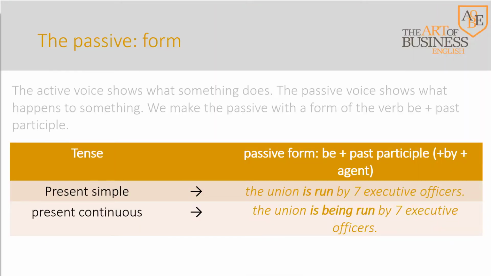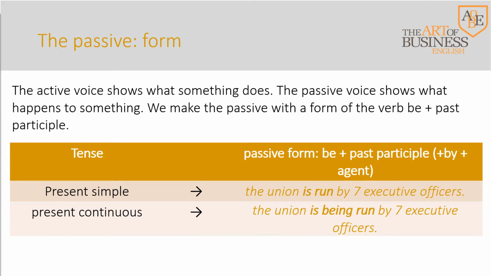So basically the active voice, which is what we commonly use, shows what something does, whereas the passive voice shows what happens to something. So the active voice shows what something does, okay, and the passive voice shows what happens to something. So the focus in the passive voice is more on the object, whereas in the active voice, which is what we most commonly use, it is more about the person doing the action.